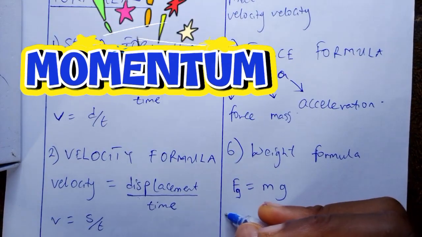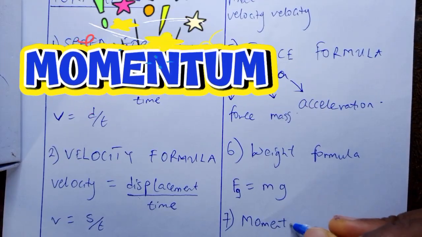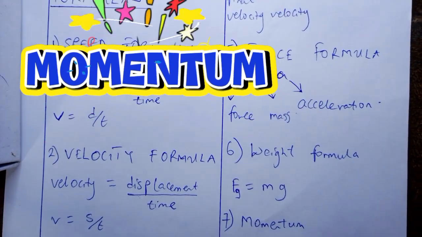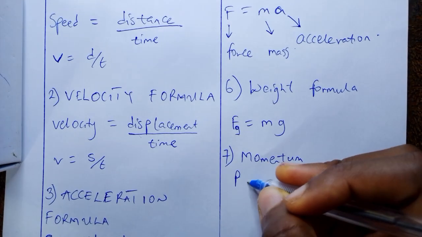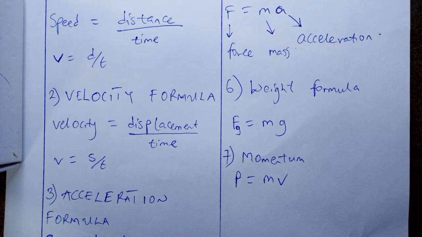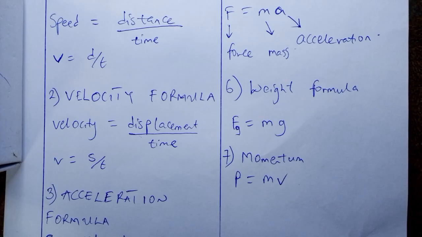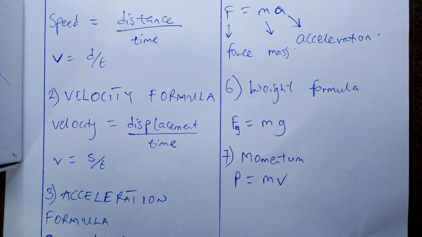Formula 7, momentum. The formula for momentum is P equals mv, where P stands for your momentum, M stands for your mass, and V stands for your velocity. This formula is very common in collision questions, so make sure you master it for your collision questions.